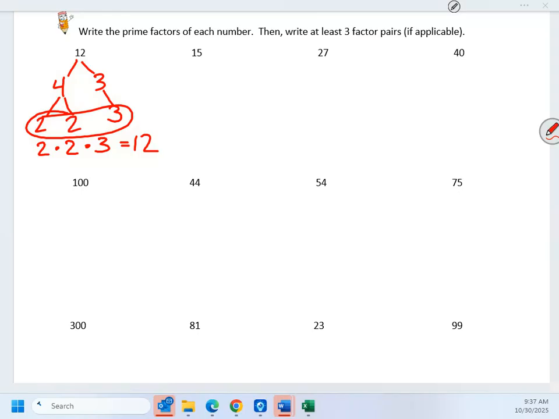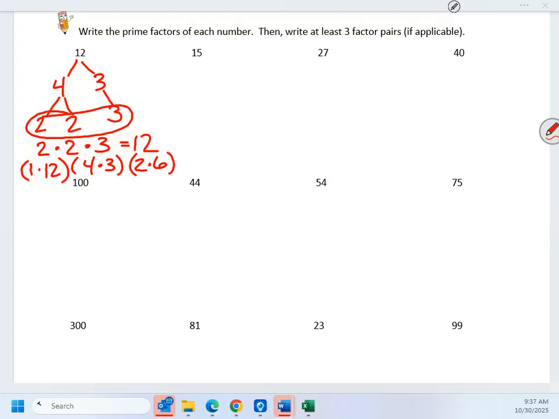So from here, I could do 1 times 12 is 1 factor pair, right? The number times 1. I could do 4 times 3, like I had up here. What's another factor pair? Jack? 2 times 6. Now, I chose to start off with the first factor pair somebody told me, 4 times 3.